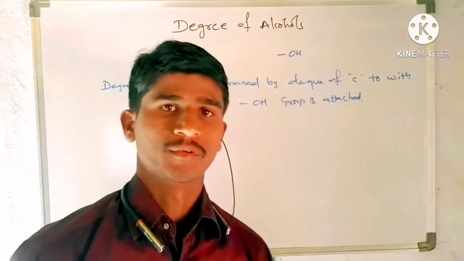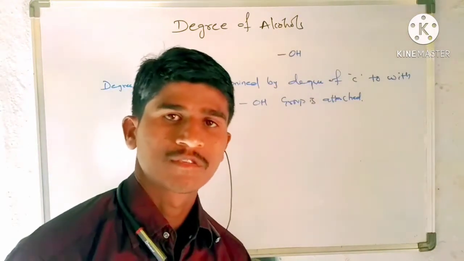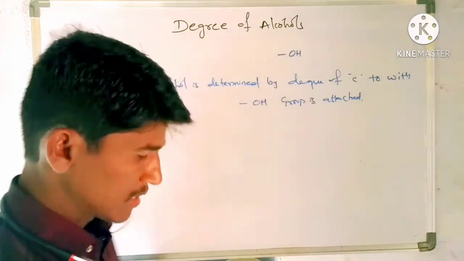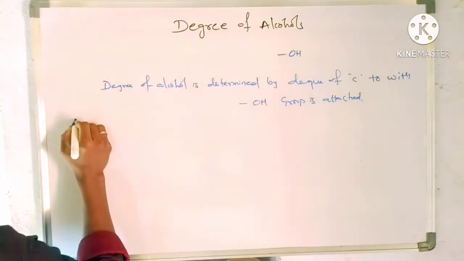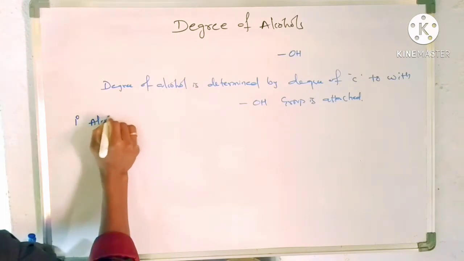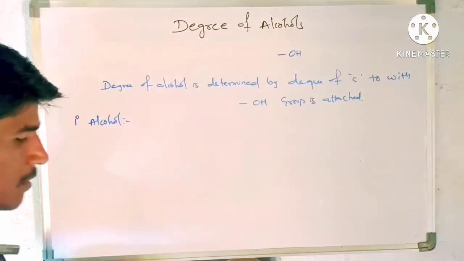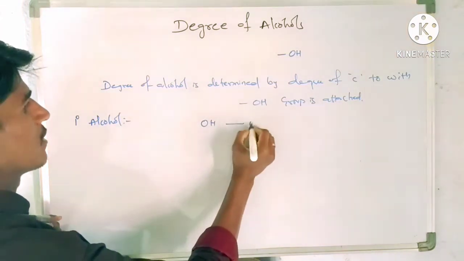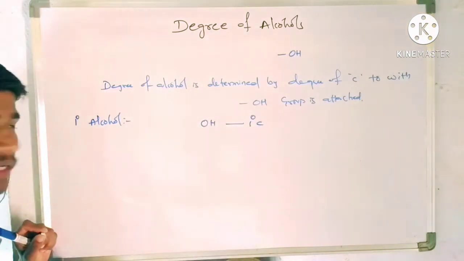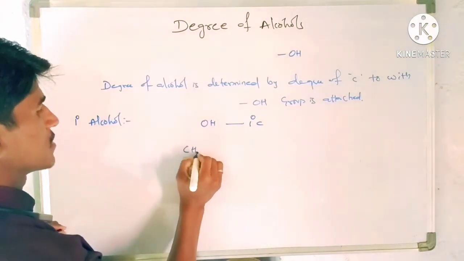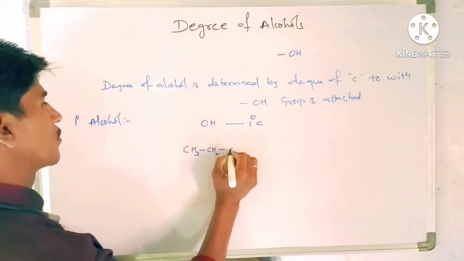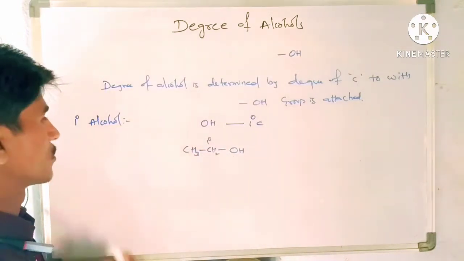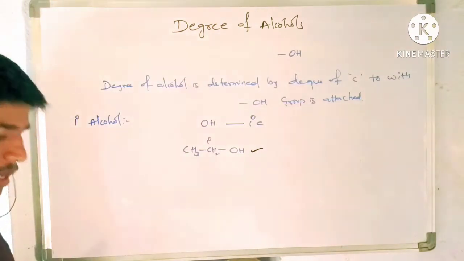The alcohol functional group is OH. The degree of alcohol depends on the degree of the carbon to which the OH group is attached. Let us take an example. First, primary alcohol. If the OH group is attached to the primary carbon, it is called primary alcohol. For example, CH3, CH2OH. This is the primary carbon, and to it the OH group is attached. So this is the example for primary alcohol.